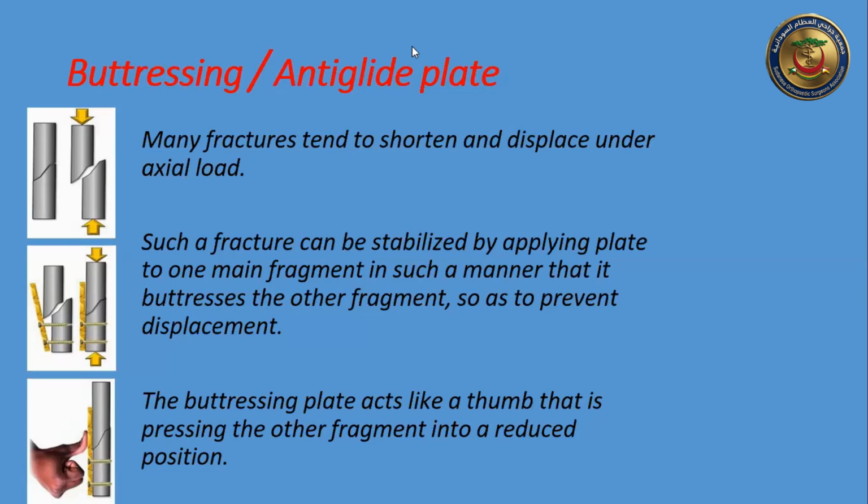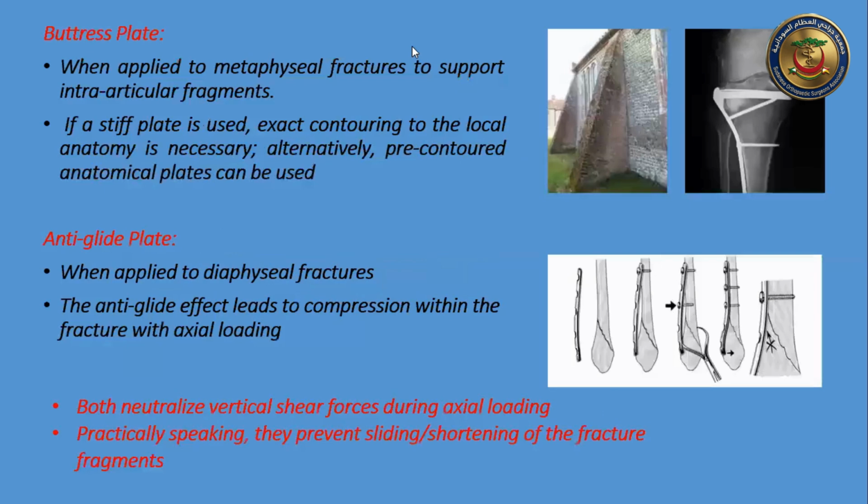The idea is that you screw distal to the fracture site and tighten the screw, and this reduces the proximal fragment backward to its normal position, with no need for a screw in this fragment. Also, with axial load, it prevents shortening and prevents displacement.